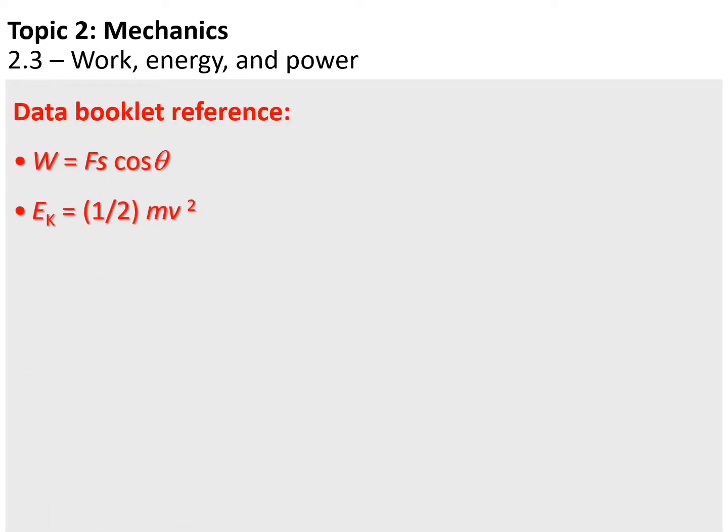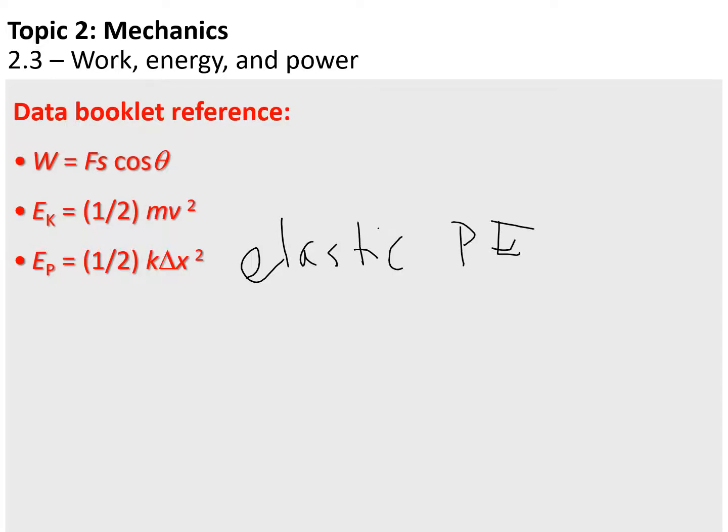We have kinetic energy, E sub k equals 1/2 mv squared. We have potential energy. This is elastic potential energy, equals 1/2 k change in the spring's position x squared.